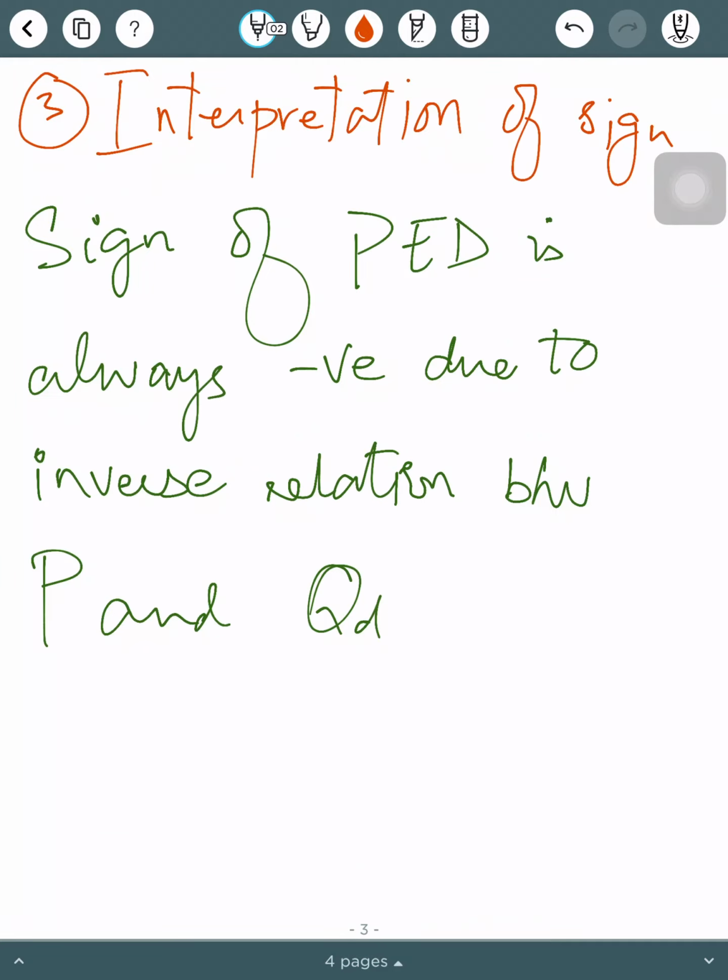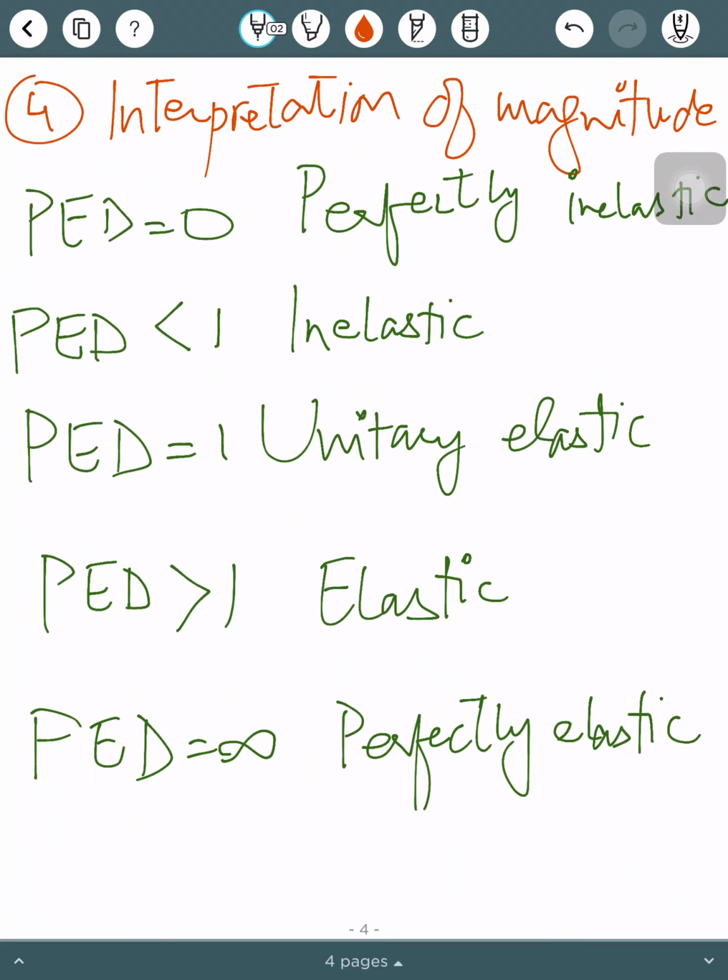The next thing that we studied was interpretation of sign, but we'll hold this for a second, and we'll first study interpretation of magnitude, because it's entirely the same as for PED. For PED equal to 0, it's perfectly inelastic. For PED less than 1, it would be inelastic. For PED equal to 1, it would be unitary elastic. PED more than 1, it would be elastic. PED equal to infinity, it would be perfectly elastic. So just instead of PED, we will have YED here. It would be the same for YED.